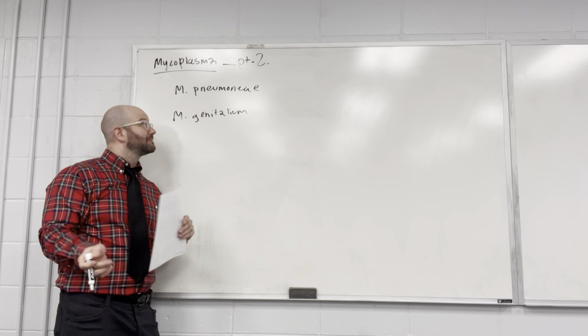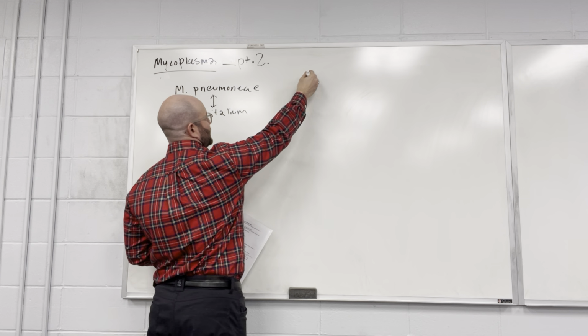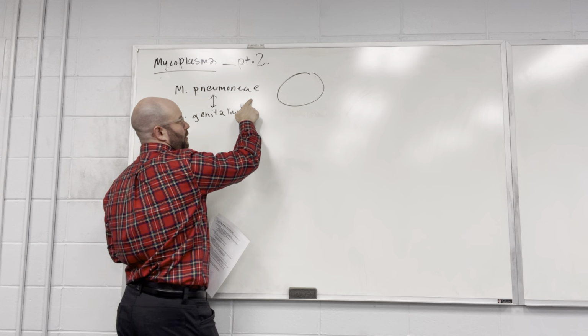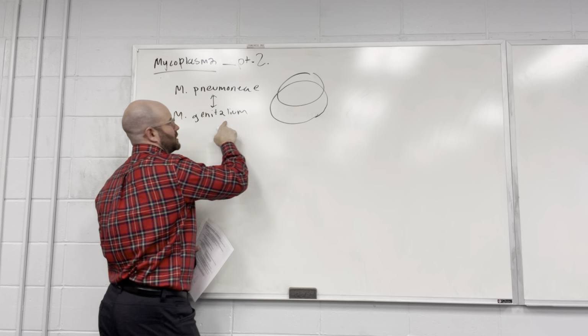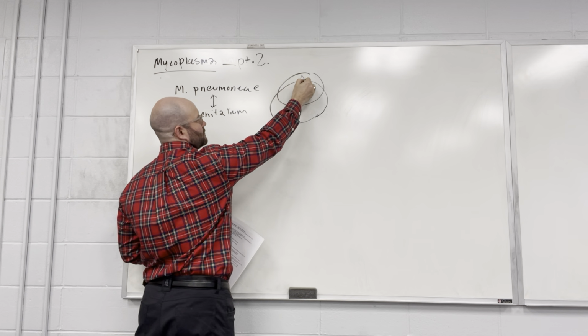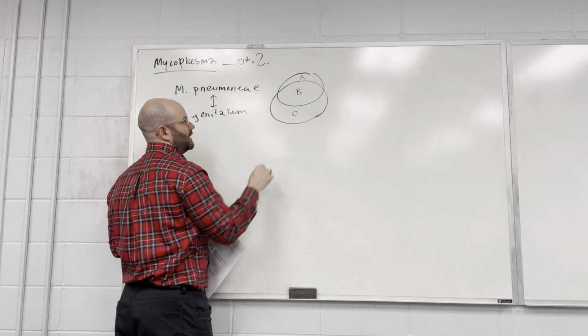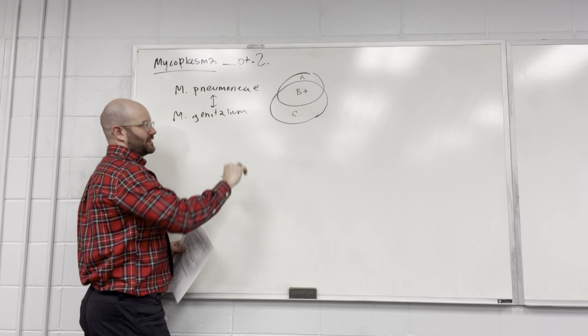Like, compared them to see which genes were essential. Yeah, so they would compare them, and let's say this was the genome of this one, and let's say this was the genome of this one. Which ones are the essential genes? Which category? A, B, or C? B. B would be the essential genes because it's consistent in both.